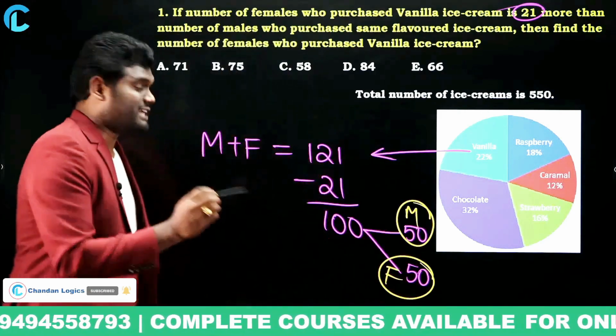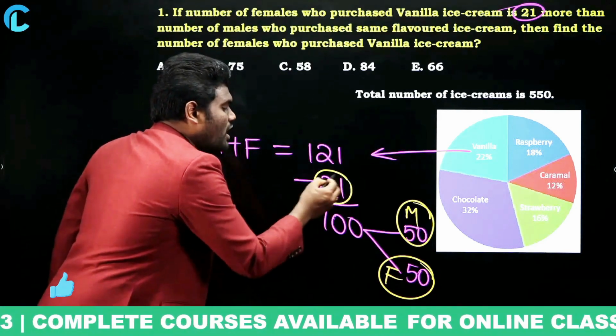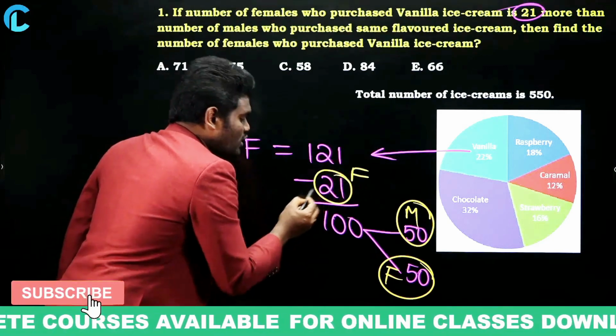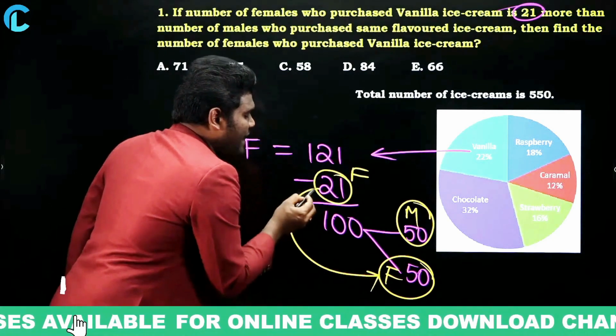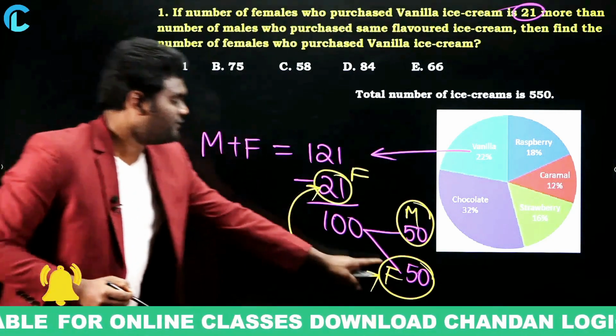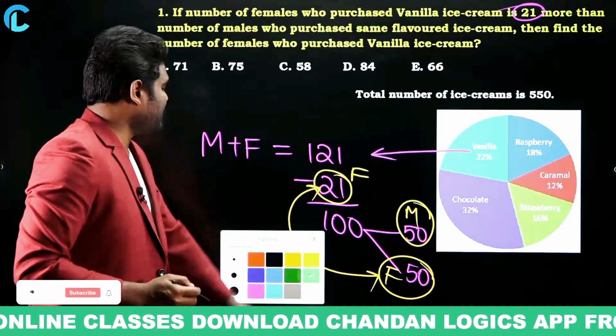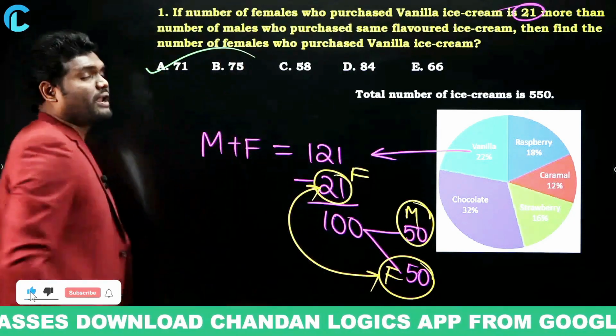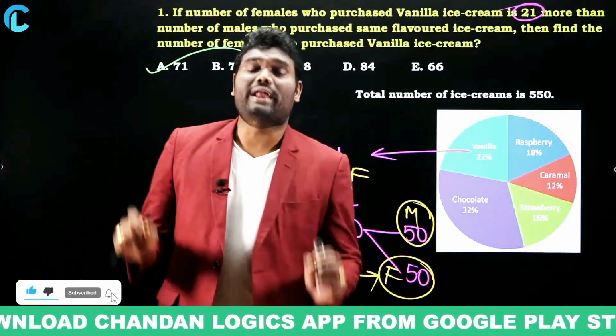Now in the question it is already said that females will have 21 more. So the total number of ice creams with females is 50 plus 21, and the answer will be 71. Is that clear? Very simple question.